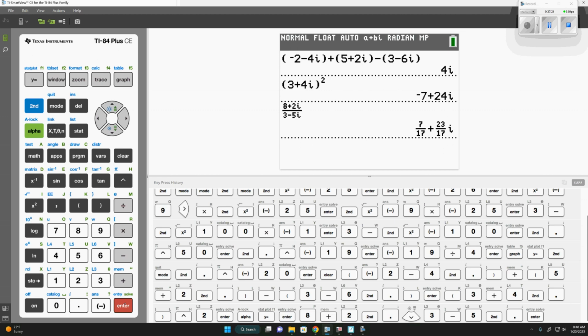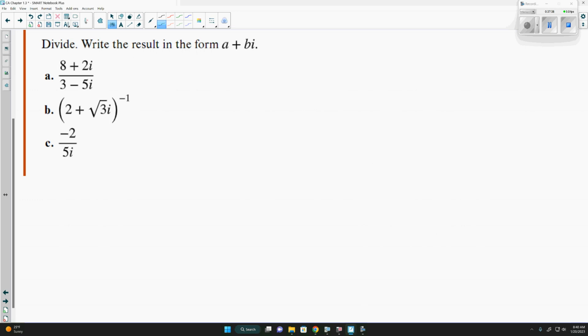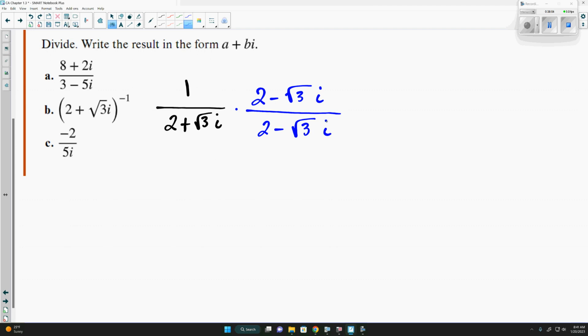Let's look at even the next one. Well, it's very tempting to want to type the next one in the calculators, but what do we have? Square root of 3, yes? The graphing calculator is going to throw a fit. Well, not throw a fit, it's just going to put it into decimal form. Now with the negative 1, all that's telling us is that we have 1 over 2 plus square root of 3i. So that just means that we're multiplying by the complex conjugate.